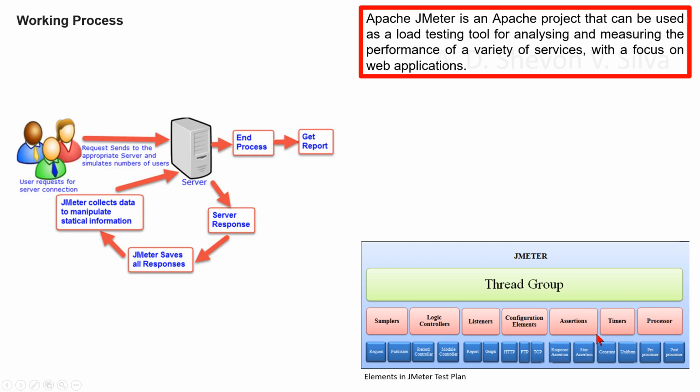Assertions. Now you send HTTP requests using samplers. You can change the logic using logic controllers, and you can pause the thread using the timers. But how would you actually know that the result returned from the server is correct and is what you needed?